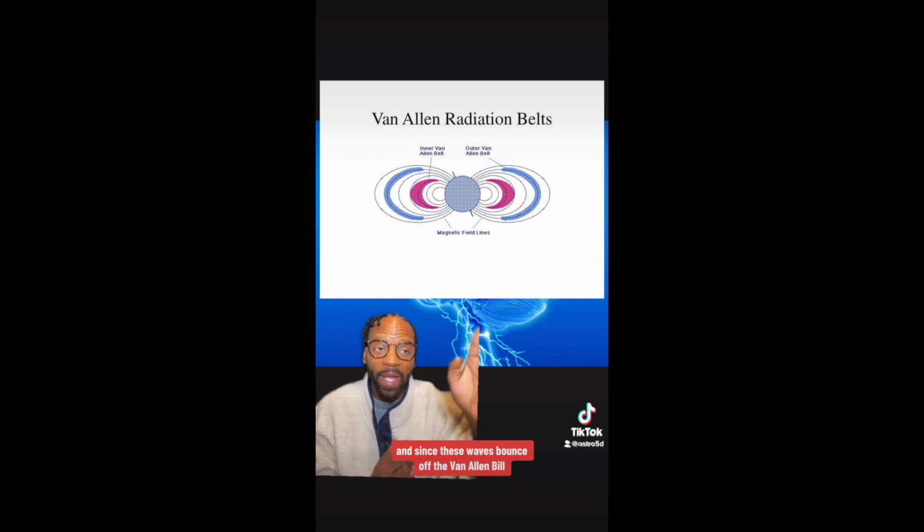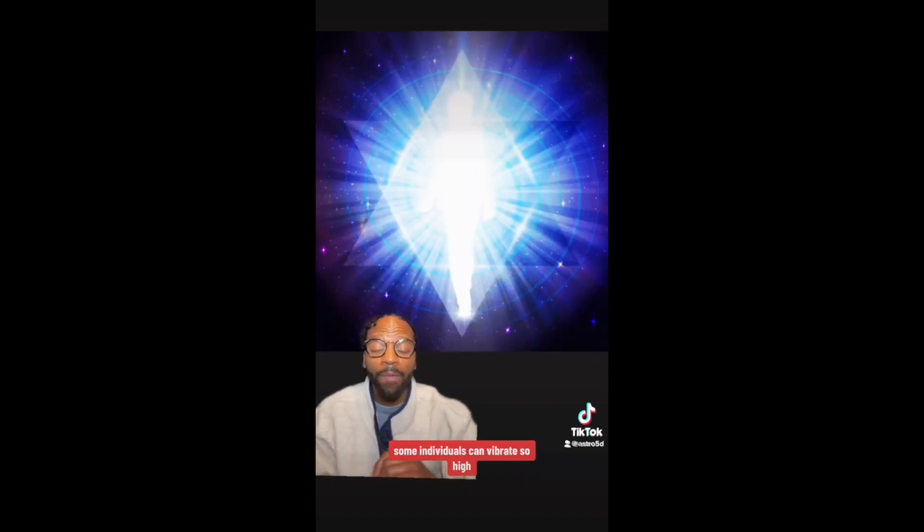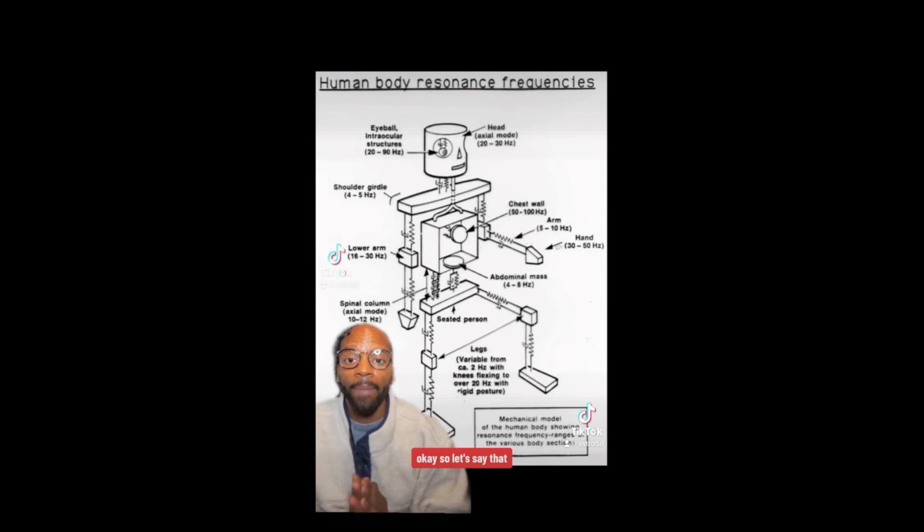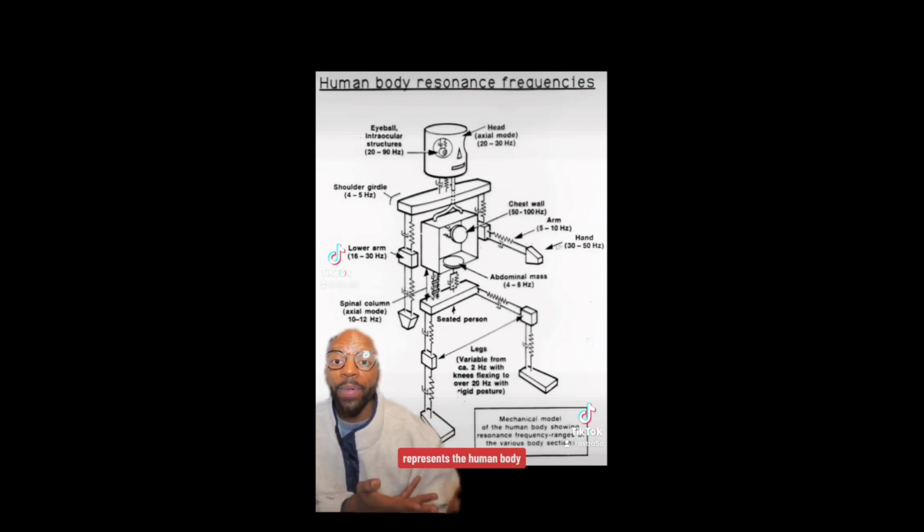And since these waves bounce off the Van Allen belt or the firmament, the energy that you put out literally comes back to you. Some individuals can vibrate so high that their vibration is actually healing. This is why when you stand next to certain people, their energy or their Merkaba heals you and you can feel it. Okay, so let's say that this model here represents the human body resonance frequencies.